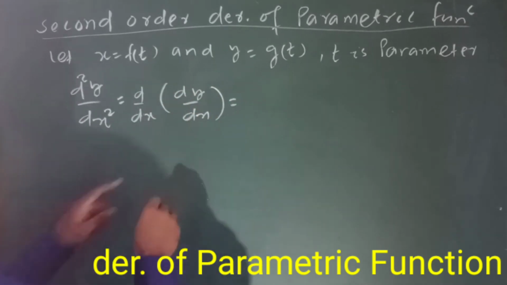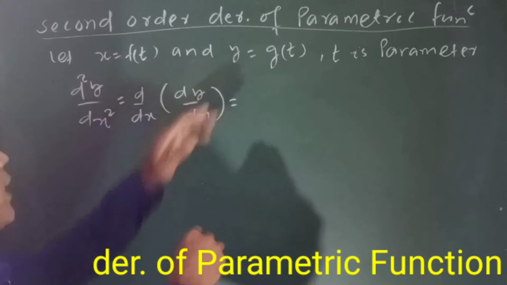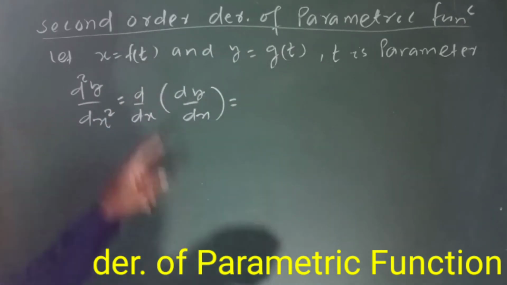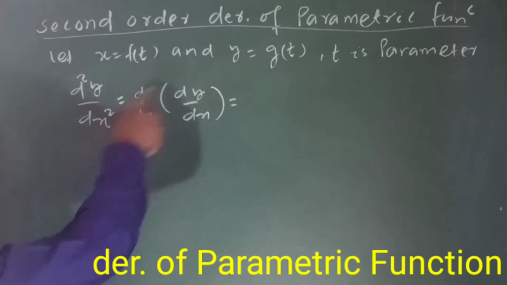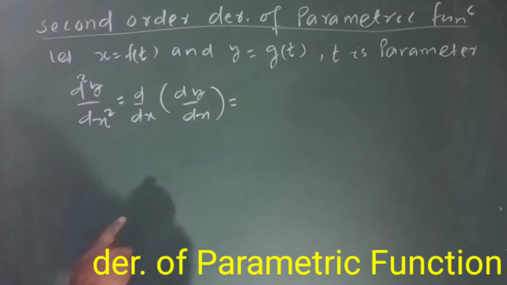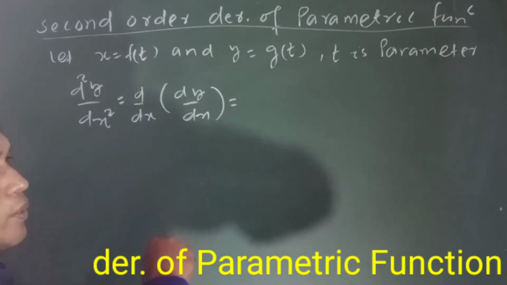So here, in my first class I have already said, if t can be eliminated, then this y can be a function of x. Then this can be an implicit function, but naturally it is not always possible.